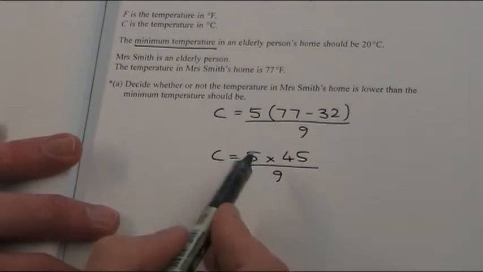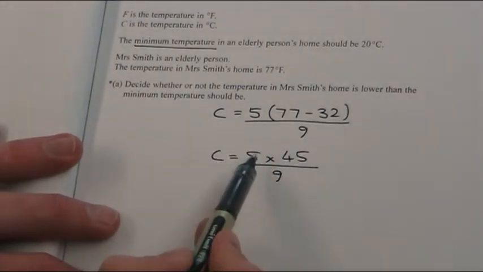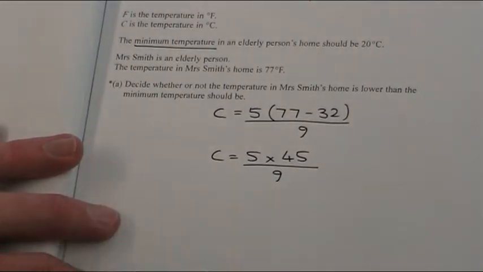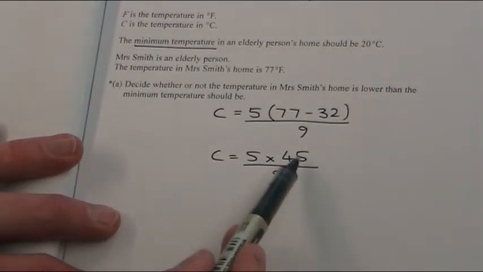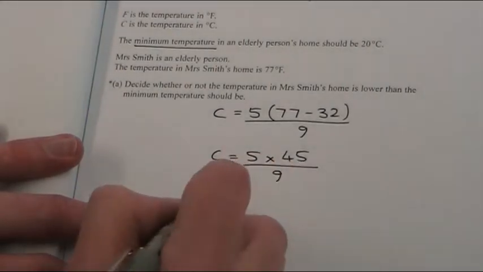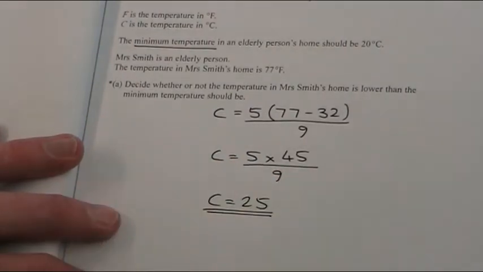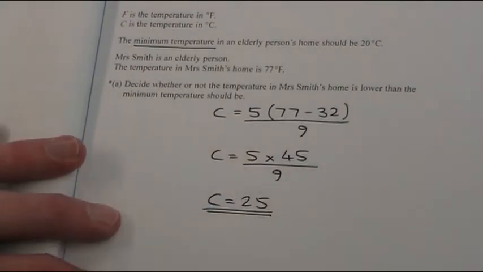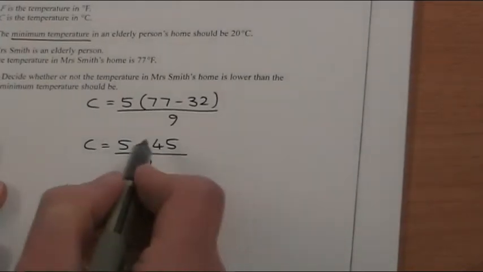If you truly understand what is happening here, you'll realise that you can do any of these in any order because of BIDMAS. So the simplest way of doing it would be 45 divided by 9, that's 5, times 5, and you get 25. So that means the temperature is 25 degrees centigrade. But I'm aware I might have just confused most people watching this. So I'm going to work out the top bit first.